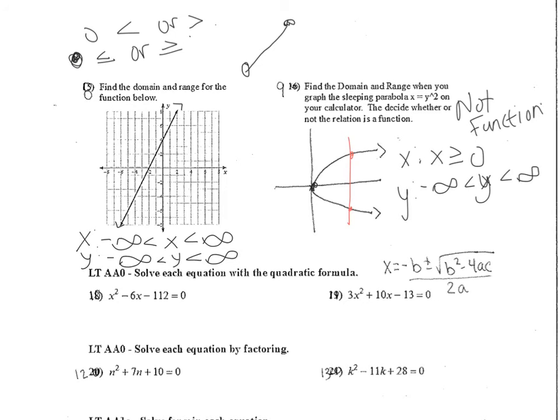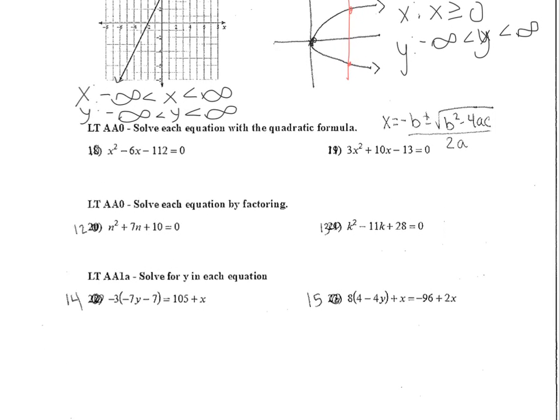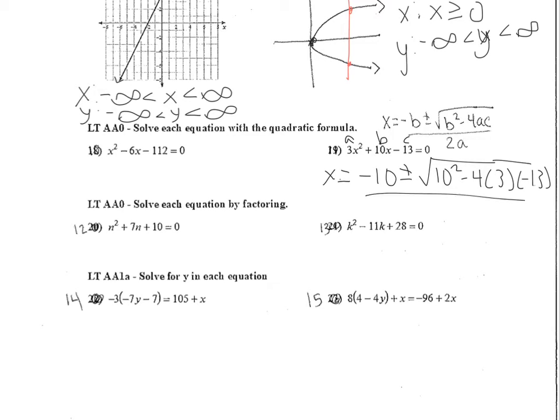Number 10 and 11 talk about the quadratic formula. Here's what I can say about that. At this point in time, I really hope you remember how to do this. And what I'm going to say is, don't forget to plug them in. It's going to be A, B, and C: negative 10 plus or minus the square root of 10 squared minus 4 times 3 times negative 13, over 2 times 3.